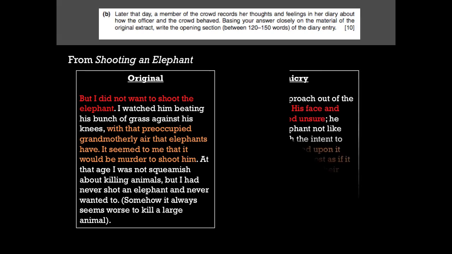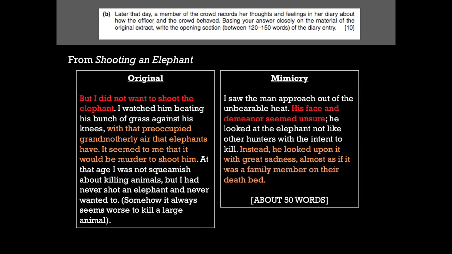Okay, so the mimicry version of this has been color-coded along. Remember, this is from a different point of view in the story, and it says at the top that it's her thoughts and feelings, but you can totally make it a man if you want to. They're not going to dock your grade for that. The key is that you concentrate on the officer and the crowd, and you record your own thoughts and feelings based on those two things.